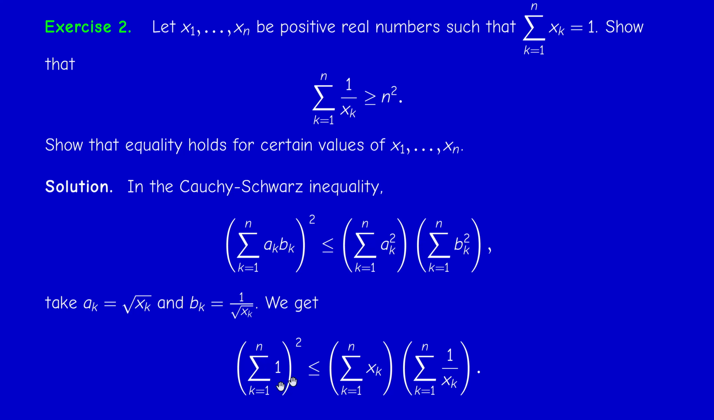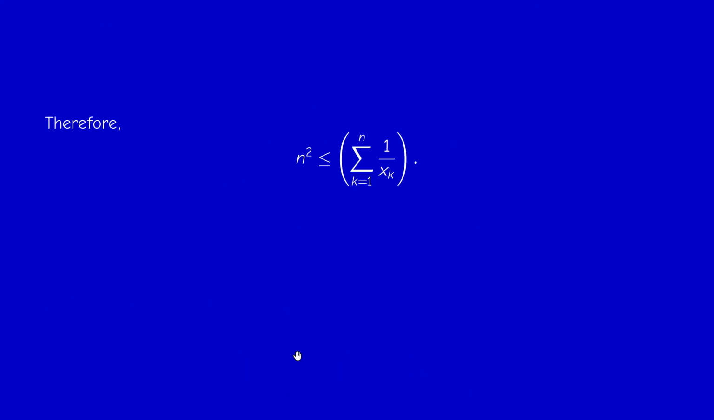And now this is once again n squared. And this is equal to 1 by assumption. So I get n squared is less than sum of 1 over x_k. Okay, this is the inequality.